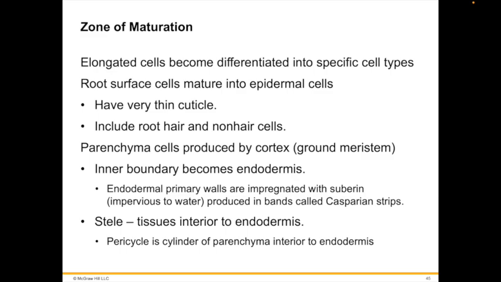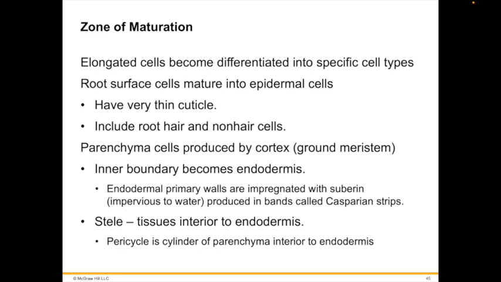Parenchyma cells are produced by the ground meristem just inside the epidermis. This tissue, called the cortex, may be many cell layers wide and functions in food storage. As described, the inner boundary of the cortex differentiates into a single-layer cylinder of endodermis after an asymmetrical cell division.